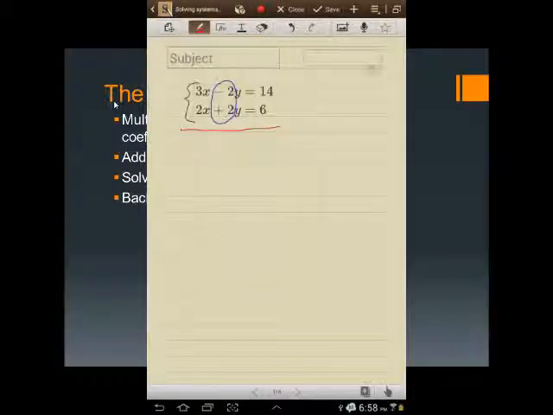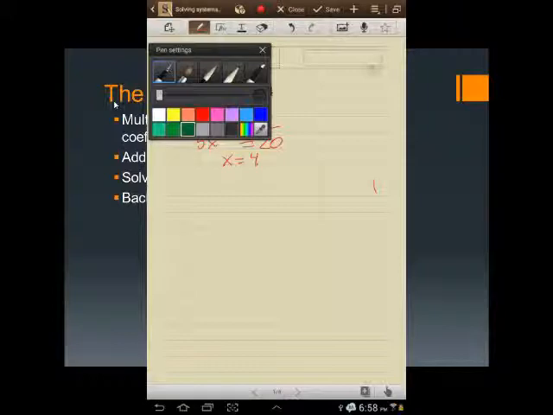Second step. Add these two equations together. 3x plus 2x is 5x. Negative 2y plus 2y cancel out, so the y's are gone. 14 plus 6 is 20. So now look at the equation I have left. 5x equals 20. Well, that's easy. Divide by 5. x is 4.